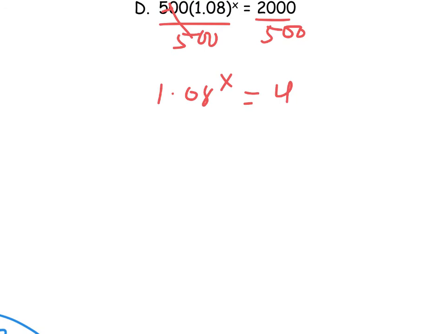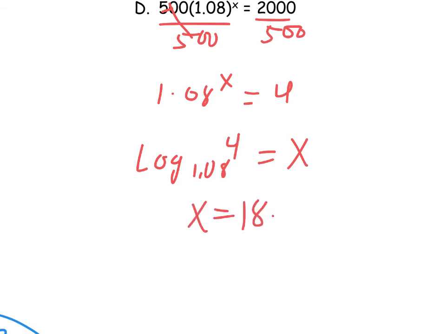So now I got my base, I got my exponent, so it's going to be log base 1.08 of 4 equals the x. So we just use our log base button. That's pretty easy. Just type in that decimal 1.08 and type in 4, and you got your answer. X equals 18.0129.